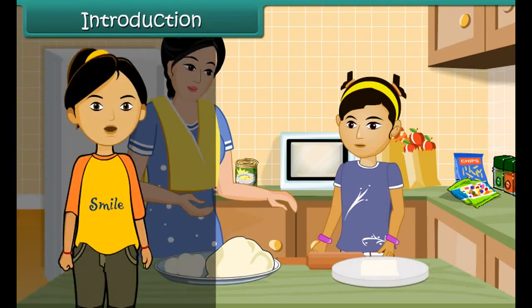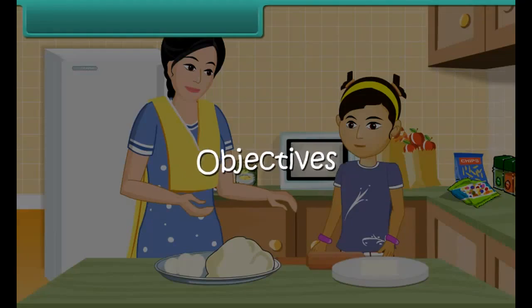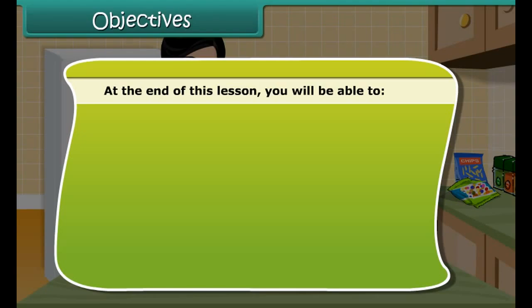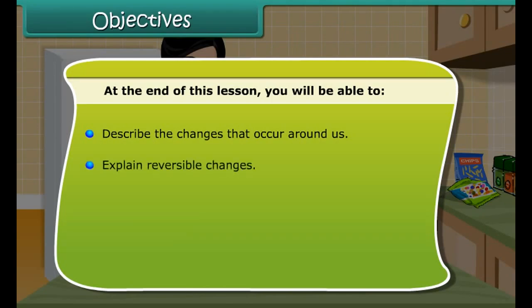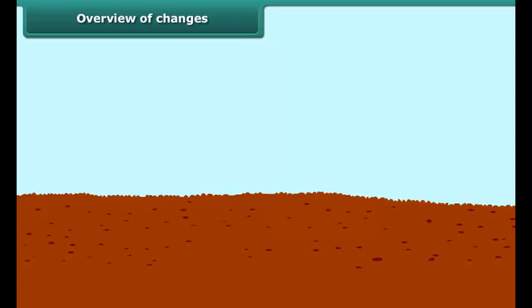Children, in this lesson, we will learn about changes around us and the reversible and irreversible changes. Objectives. At the end of this lesson, you will be able to describe the changes that occur around us, explain reversible changes, explain irreversible changes, describe expansion, describe evaporation.